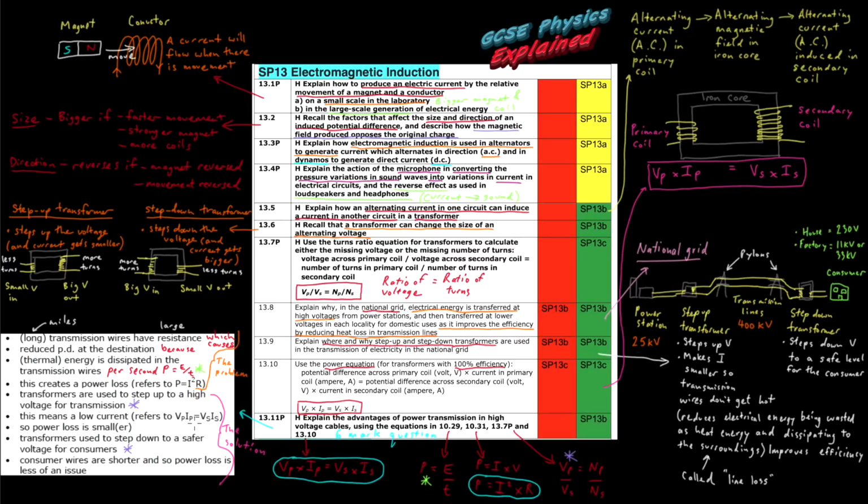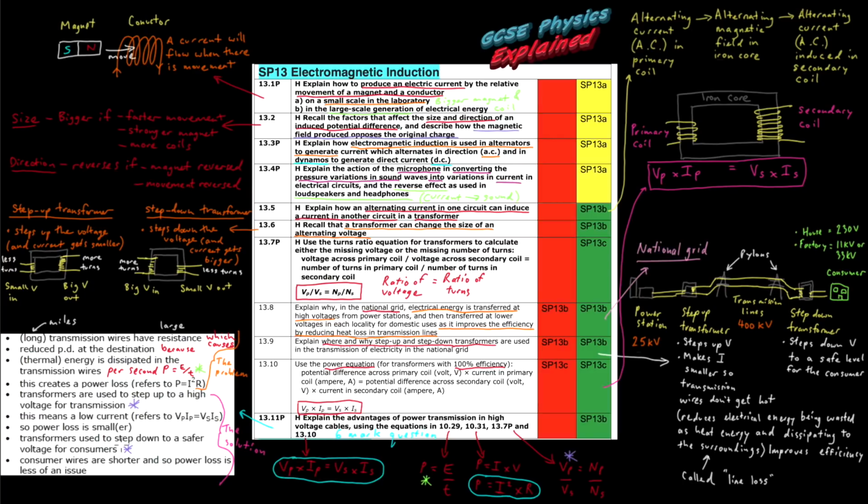So at that point, just write VP times by IP equals VS times by IS. Let the examiner know that you understand that the power that goes in equals the power that goes out. So if you have put a small voltage in and you get a big voltage out, that means that your current was probably bigger when you first put it in and the current that's coming out is smaller. So you'll end up with a power loss that's smaller because the wires are not getting as hot.